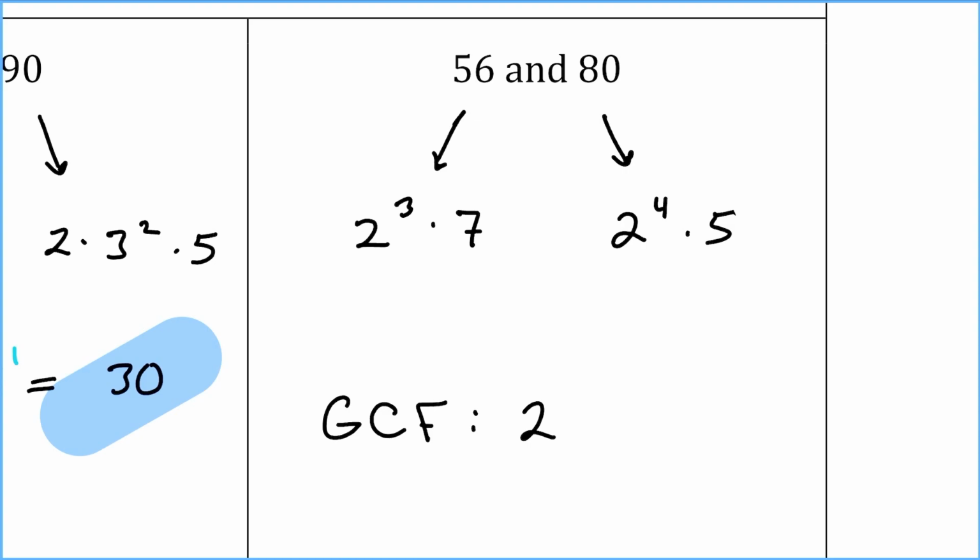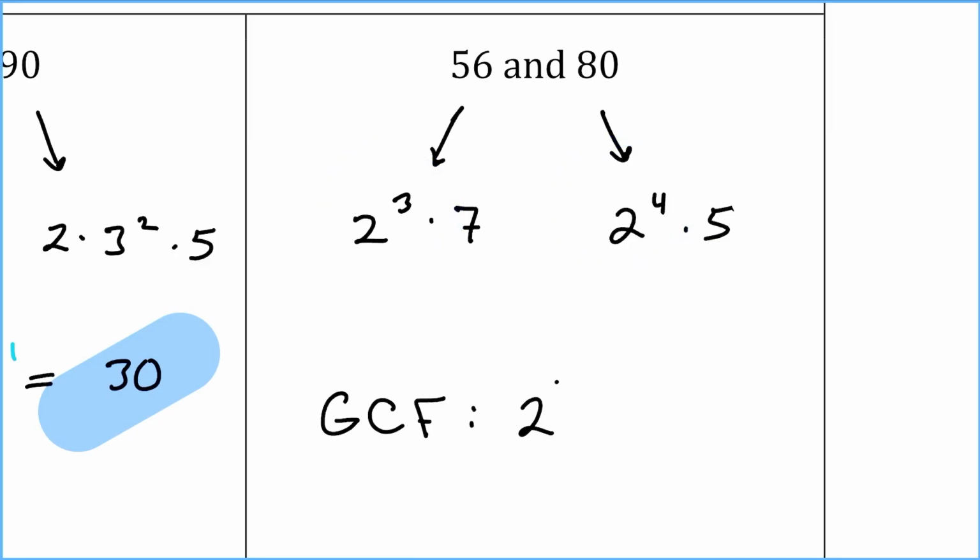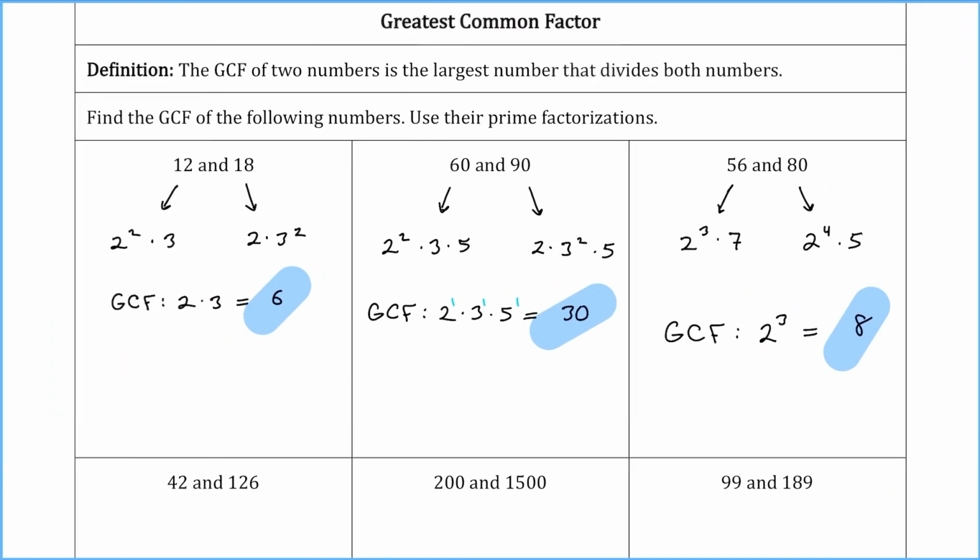Now we're going to look at the exponents. This 2 has an exponent of 3, and this 2 has an exponent of 4. You can only use the smallest one. So we're going to use 2 to the third power, which is 8. And that is correct. The greatest common factor of 56 and 80 is 8, which means that 8 is the largest number that divides both 56 and 80. All right, good.